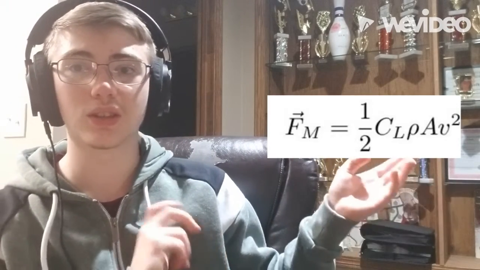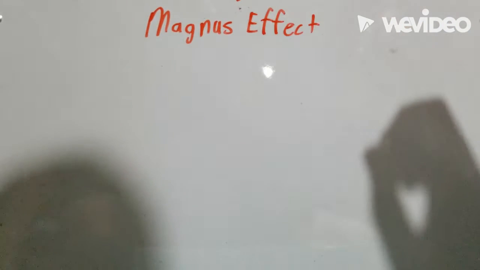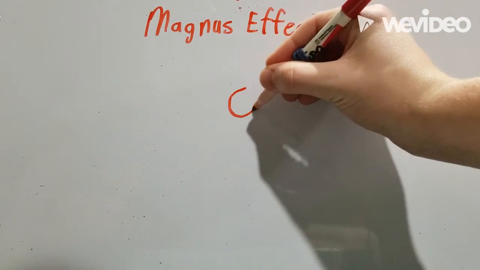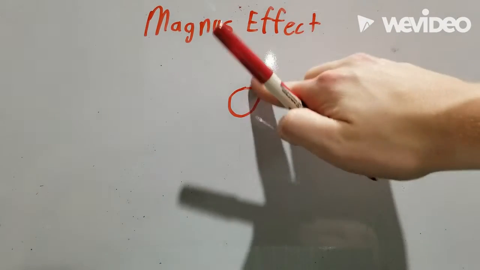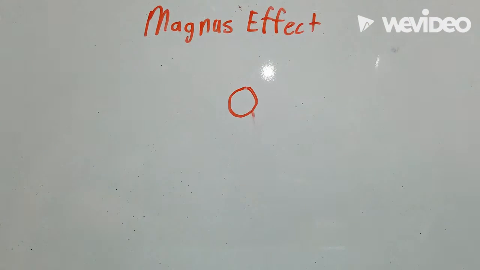And the way you calculate the movement on a baseball is with this equation right here. I have no idea what that means, but I'm going to do my best to try to explain what it does. So the way that baseballs and all other round objects move in the air is from something called the Magnus effect. The way that Magnus effect works is you have a round object like a ball. That's a very good one, but it's a ball nonetheless.